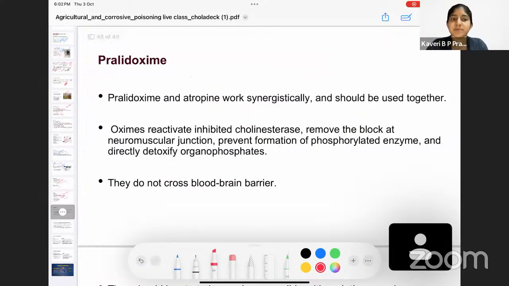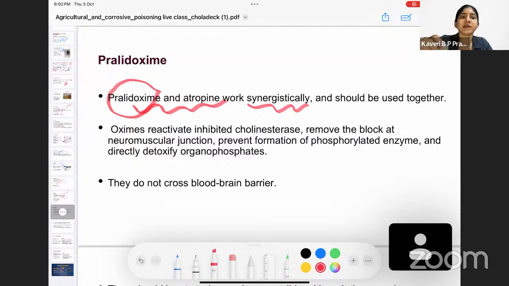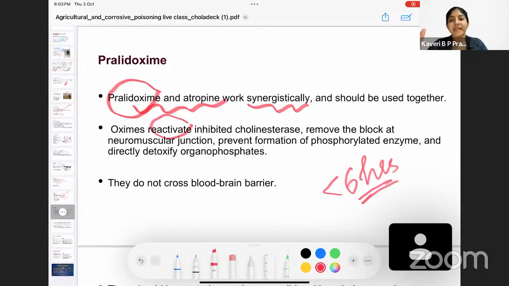Coming to the second part, pralidoxime. What is pralidoxime? It is used in case of organophosphate poisoning along with atropine. So pralidoxime and atropine work synergistically. That is, both of them work together and are to be used together. The function of oximes is that they reactivate the inhibited cholinesterase, remove the block at the neuromuscular junction, prevent formation of phosphorylated enzyme and directly detoxify organophosphate. They are the reactivators, but remember, they can be given if the case comes within 6 hours. If they come very late, then aging of the enzyme happens and giving pralidoxime is of no use.